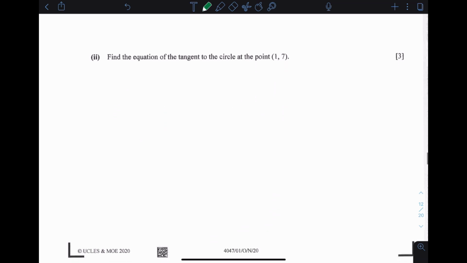Find the equation of the tangent to the circle at the point 1, 7. Okay, so let's try to illustrate this a little. The center here again is negative 2, 3. The radius is actually 5 units. Tangent to the circle at the point 1, 7. So let's just imagine that 1, 7 is here. You are looking for a line that is tangent to it.